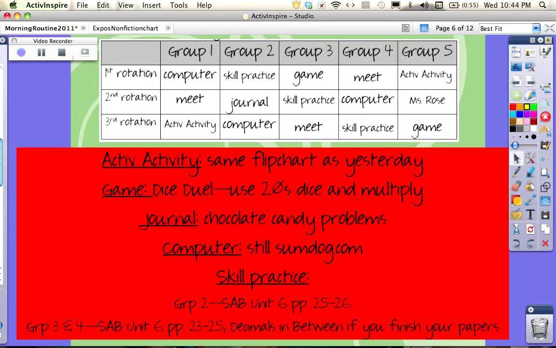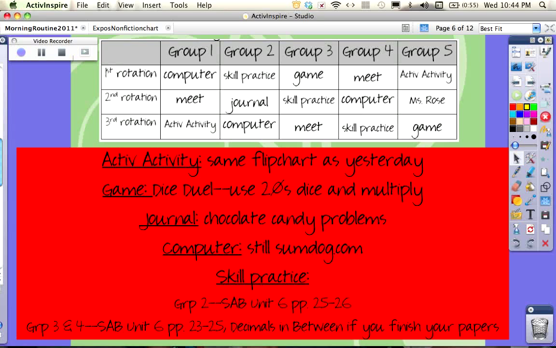Group 2, you're going to start with skill practice, and you'll see right down here that you're going to be doing pages 25 and 26. It's a little bit of an assessment over the things that we have just been doing in our group. Then you're going to work on your chocolate candy problems in your journal, and then you're going to play SumDog.